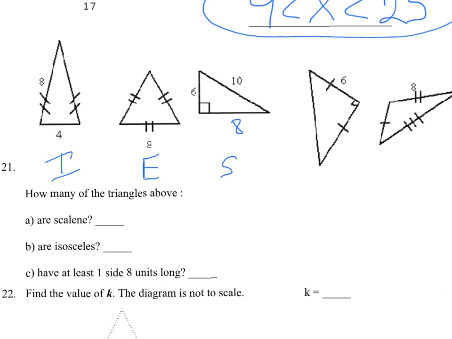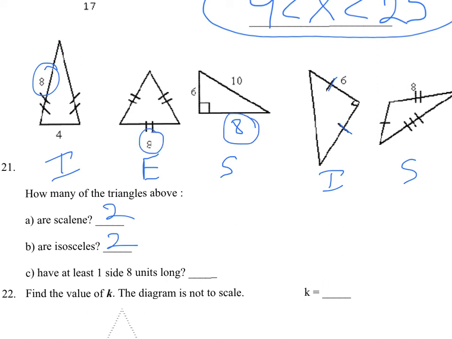The next one is isosceles because of these two marks saying that they're congruent. And then the last one has all three different lengths. So how many are scalene? 2. How many are isosceles? In this case, we also had 2. And the last one, how many have exactly 8? Are exactly 8 units long? Well, that one was 8, so that's 1. That one's 8, so that's 2.